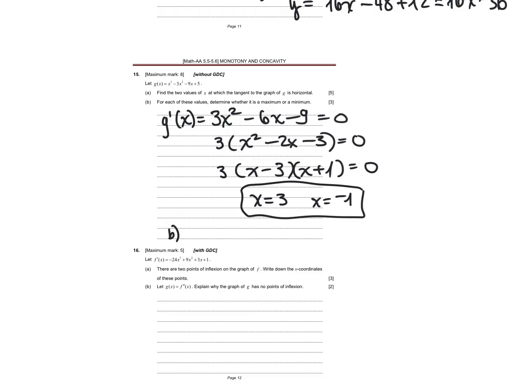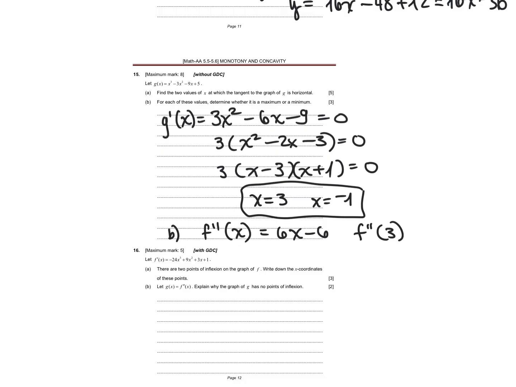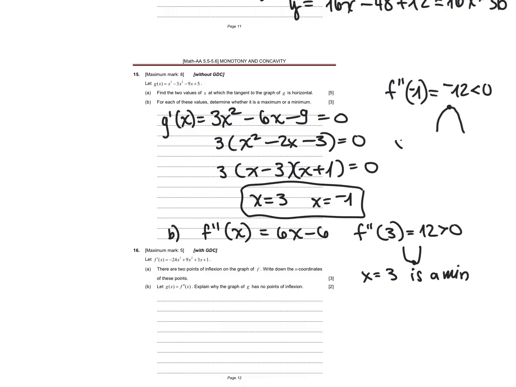And for b, so to determine whether they're max or min, we can do the second derivative, which is going to be 6x minus 6. And then when we sub in 3, we get 18 minus 6, which is 12, greater than 0. So that means it's concave up. So x equals 3 is a min. And if we do the second derivative at negative 1, we're going to have negative 12, which is less than 0, which is concave down. So x equals negative 1 is a max.